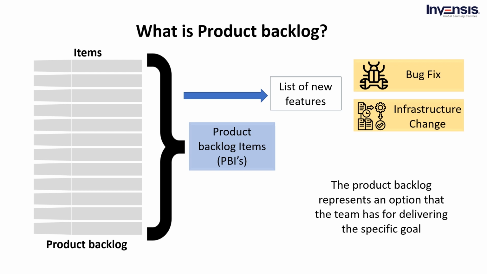The product backlog is the single trustworthy source for things that a team works on. That means nothing gets done that isn't on the product backlog. The presence of a product backlog item on a product backlog will not guarantee that it will be delivered on time. Instead, it represents an option that the team has for delivering the specific goal rather than any commitment.